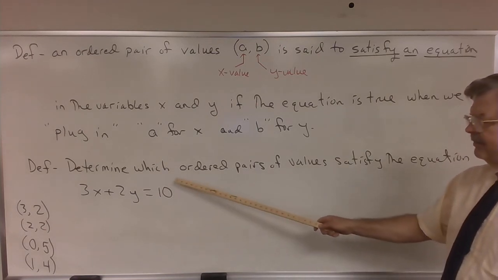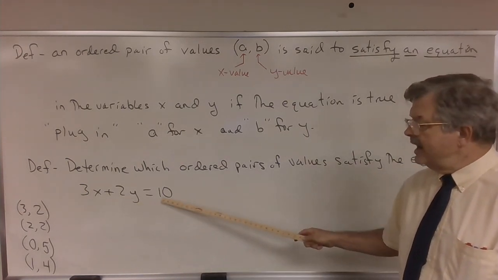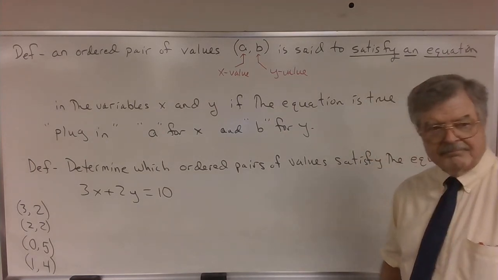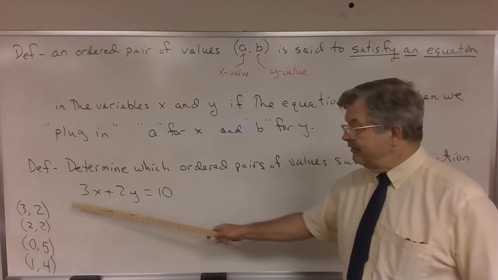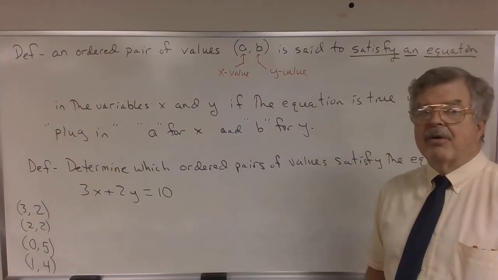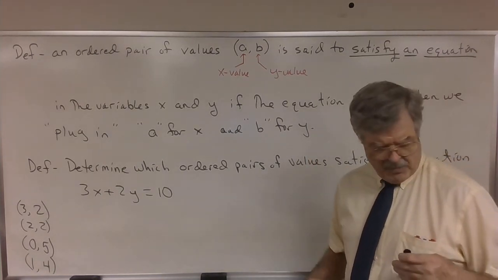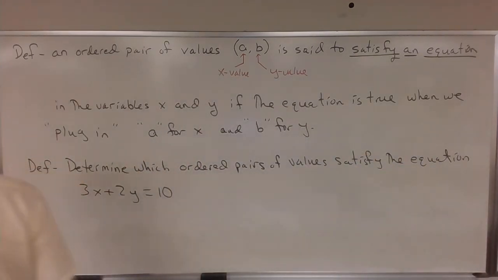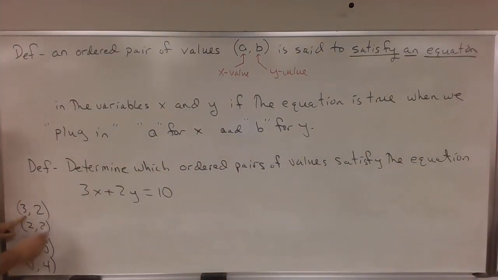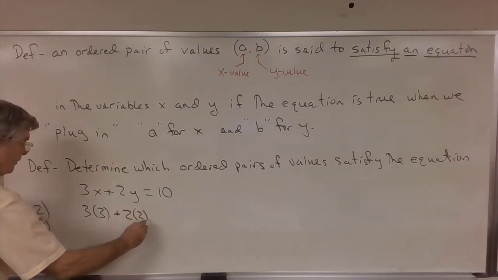Let's look at an example. Determine which ordered pairs of values satisfy the equation 3x plus 2y equals 10. And we have 4 candidates here, 4 ordered pairs of values. And some or all of those may satisfy this equation. We have to check each one. So we'll take 3 and plug it in for x, and we'll take 2 and plug it in for y.